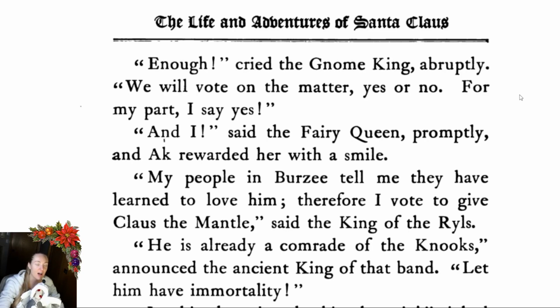For my part, I say yes." "And I," said the Fairy Queen promptly, and Ak rewarded her with a smile. "My people in Burzee tell me they have learned to love him. Therefore, I vote to give Claus the mantle," said the King of the Rills. "He is already a comrade of the Knooks," announced the ancient king of that band. "Let him have immortality."